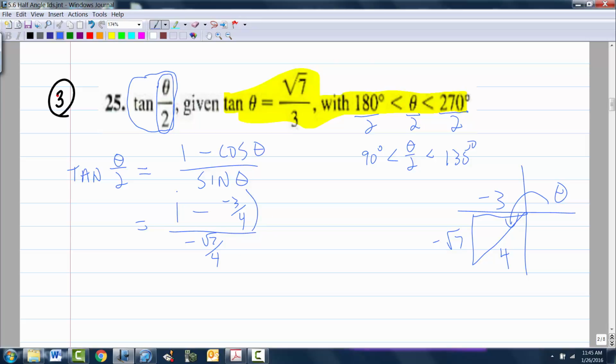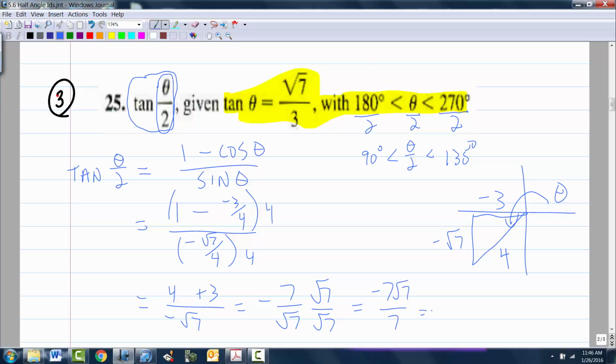What would I do first? Well, okay, I guess I could do that now. I think last hour I did 4/4 plus 3/4 is 7/4. That actually would have been nice. Because what's 7/4 over root 7/4? What happens to the 4s? They cancel. But I guess I could keep going along this line. This is 4 plus 3 over negative root 7, which is negative 7 over root 7, which is, anyone? Negative 7 root 7 over 7, which is negative root 7.